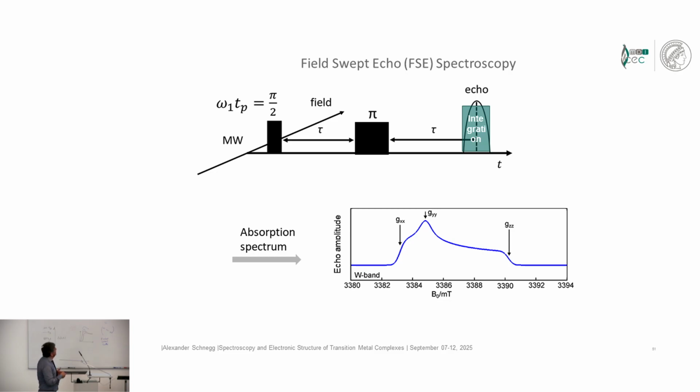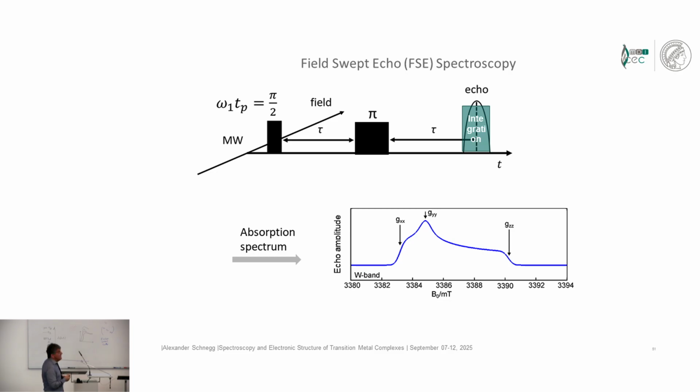In order to get the full spectrum, we therefore have to apply such a pulse sequence at different points of the external magnetic field, integrate over our echo, and then we plot it versus the external magnetic field. This is a field-swept echo experiment. This is more or less the same as the CW spectrum. It's just that if you integrate your CW spectrum, you get again the absorption shape of the spectrum.